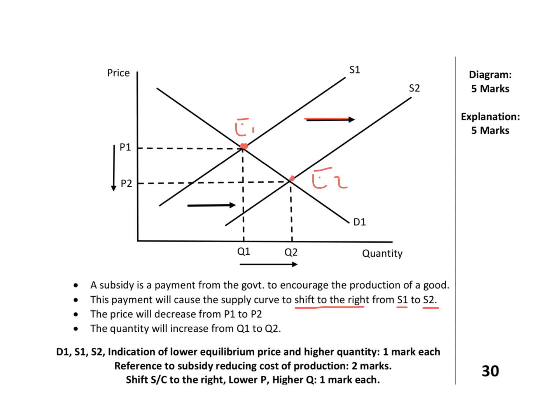So we can see that supply has shifted right. So supply is going to increase. This causes the price to decrease from P1 to P2 and the quantity will increase from Q1 to Q2. So again, you're just literally explaining what's going on in the graph or in the diagram.